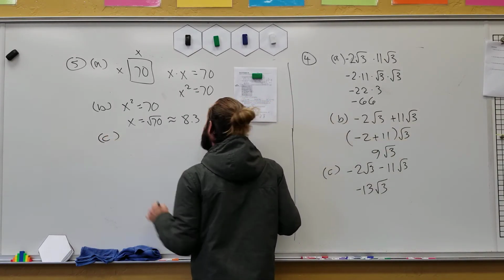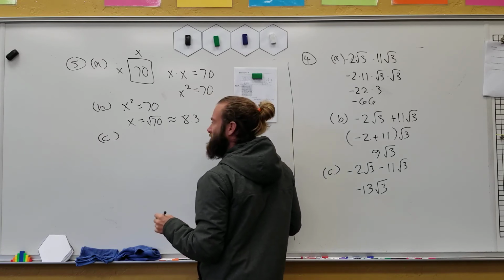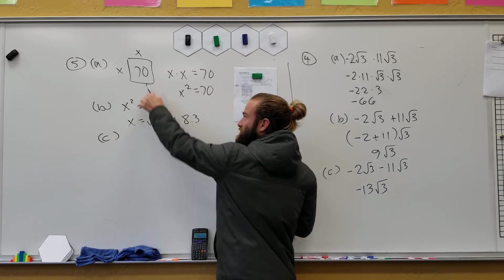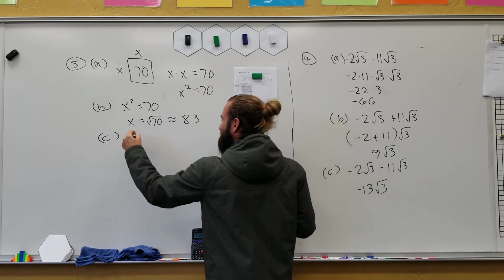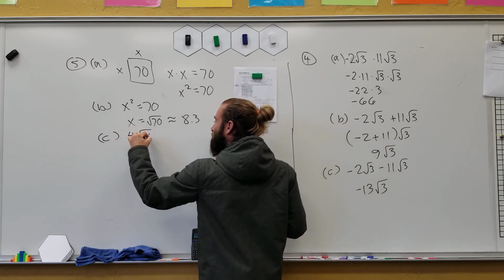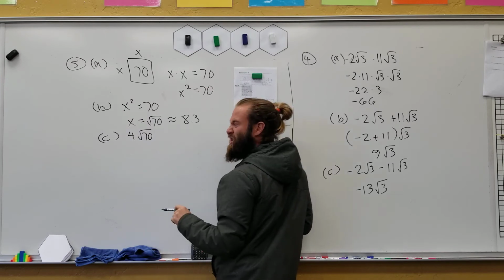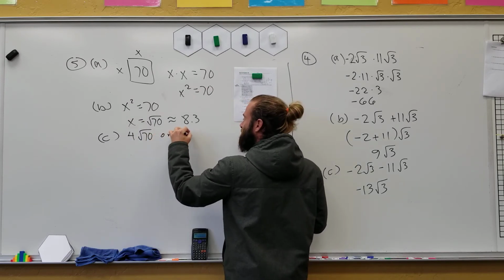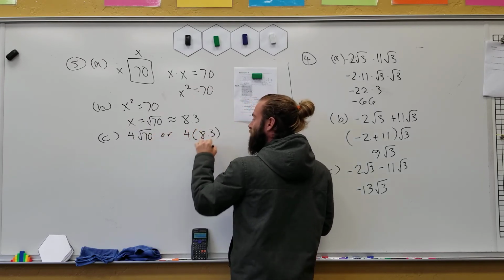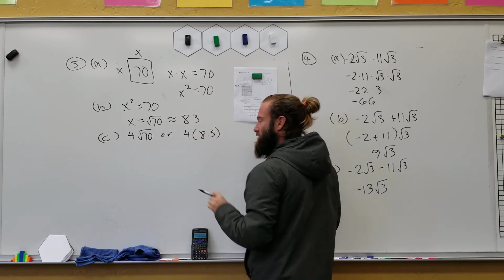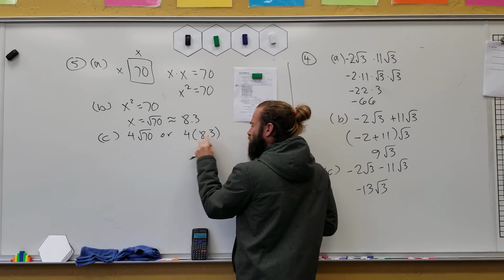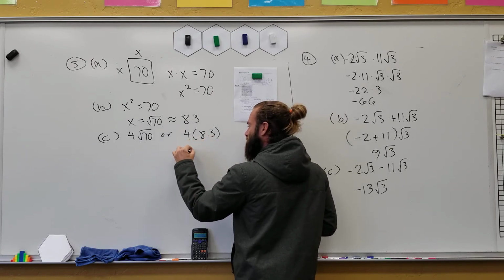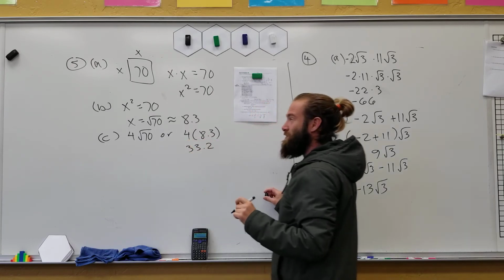And then C says estimate how much fencing he needs approximately. Well, there's 4 sides, so whatever you get from your estimate there, you can just multiply it by 4, right? Some of you wrote 4 root 70, and that's the exact correct answer. But you could also put 4 times whatever your estimate was. As long as your estimate was close to 8.3, then you get that correct. And this gives me 32 plus 1.2, so 33.2 would be my estimate.